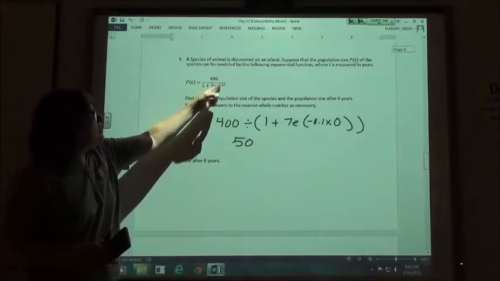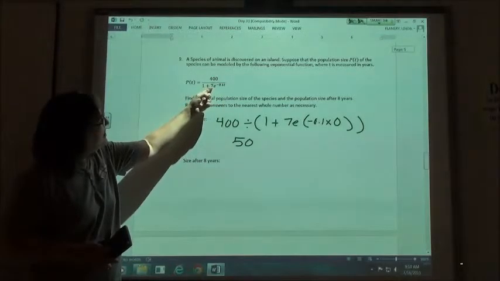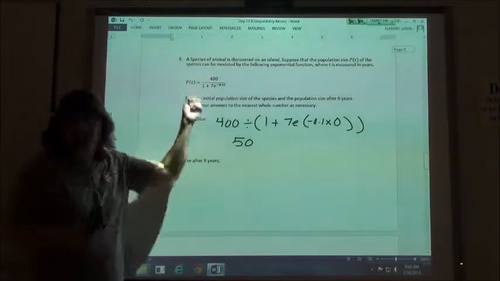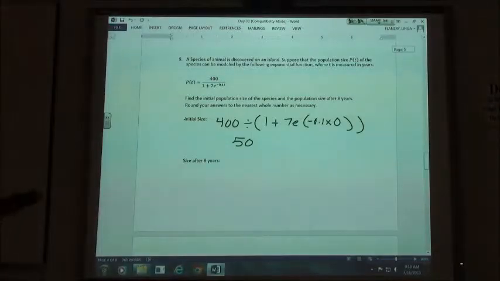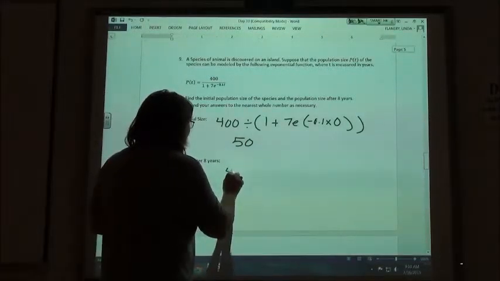This would give me e to the 0, which is 1. 1 times 7 is 7. 7 plus 1 is 8. And 400 divided by 8, hey, is 50. The next one probably won't turn out so nice.